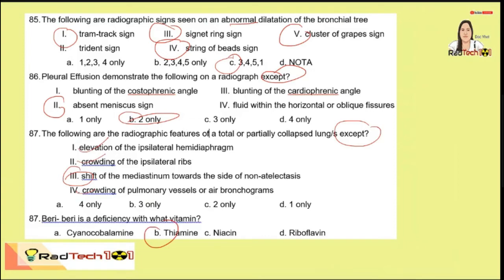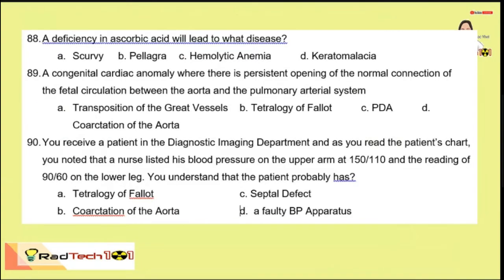Number 88: beriberi is a deficiency of what vitamin? So, thiamine. Number 89: a deficiency in ascorbic acid will lead to what disease? Scurvy, so vitamin C. Number 90: a congenital cardiac anomaly where there is a persistent opening of the normal connection of the fetal circulation between the aorta and pulmonary arterial system is referred to as PDA, or patent ductus arteriosus. So it is a congenital anomaly.